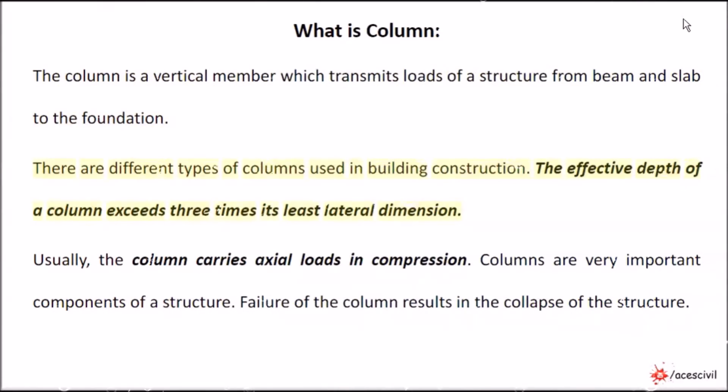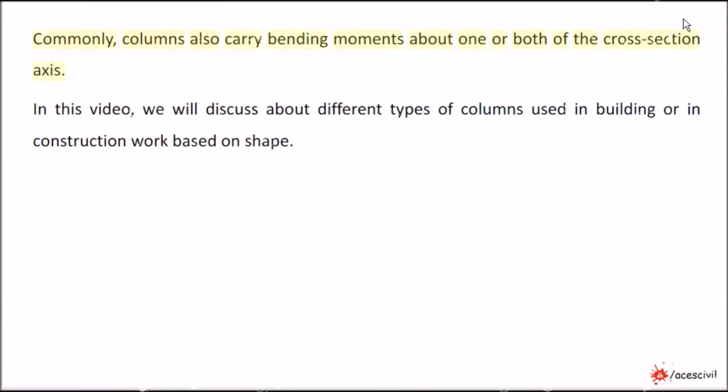There are different types of columns used in building construction. The effective depth of a column exceeds 3 times its least lateral dimension. Usually, the column carries axial loads in compression. Columns are very important components of a structure. Failure of the column results in the collapse of the structure. Commonly, columns also carry bending moments about one or both of the cross-section axes.